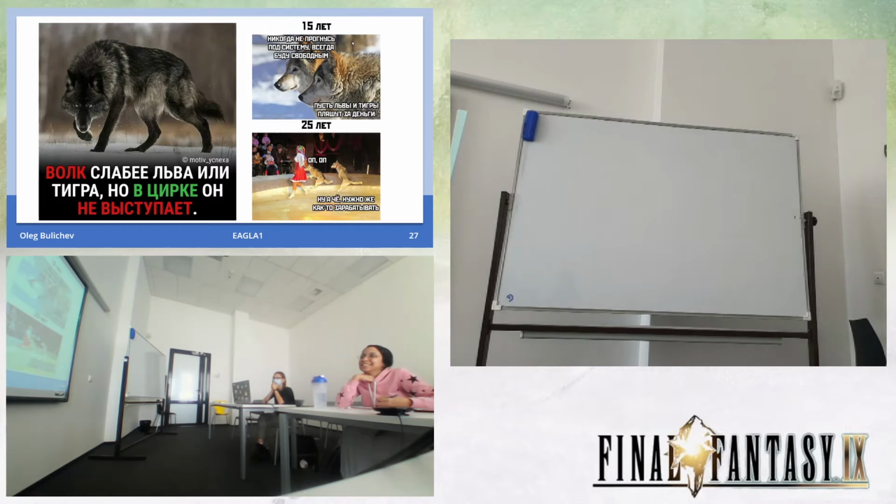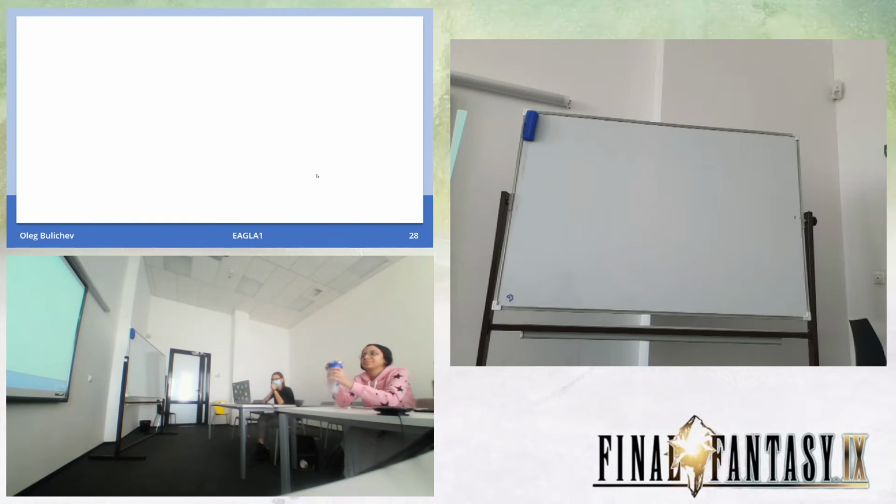Wolf weaker than lion. Or tiger, but he is not participating in the circus. Okay. So first of all, you may see the wolf in circus. A second one that.